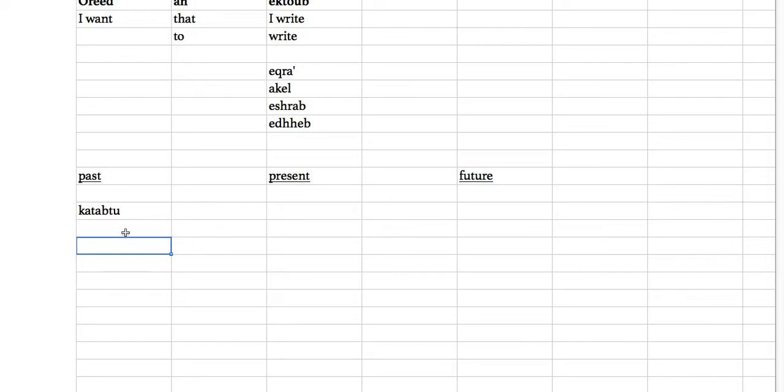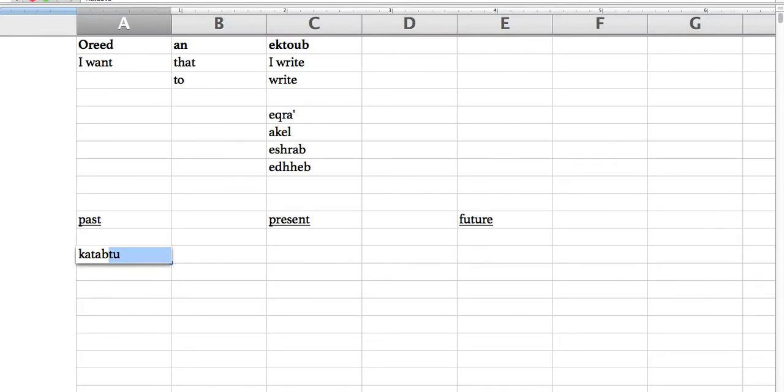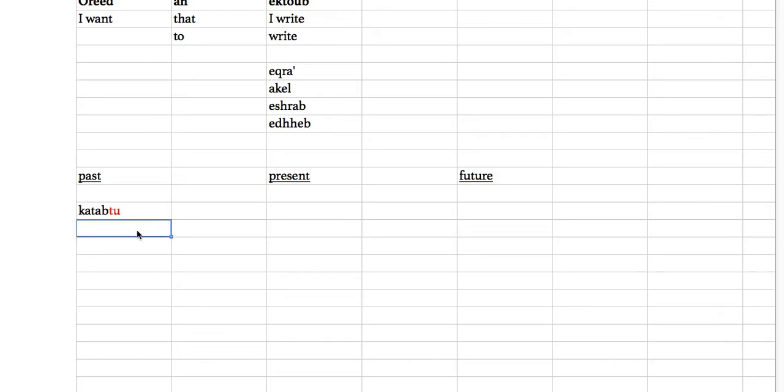Katabtu means I wrote. I'm just going to show you that the important part here is the tu. That's what you're going to see recurring. Like darastu means I studied, and qara'tu means I read, and dhahabtu means I went, and so on and so forth. Okay, so katab will stay the same.